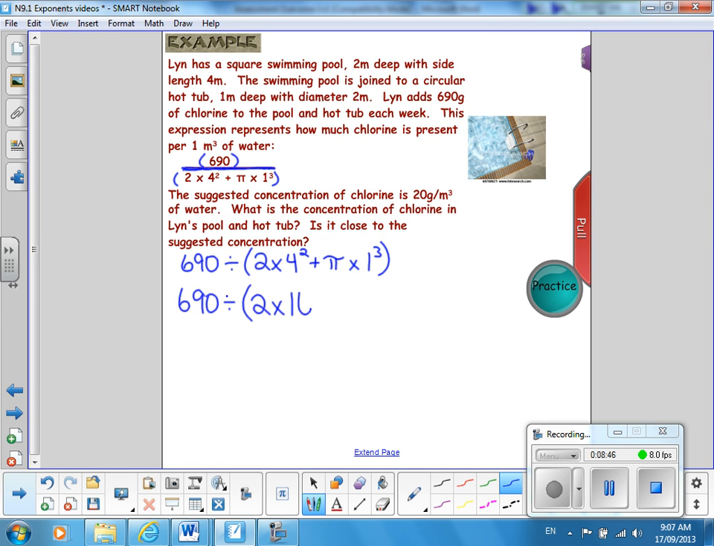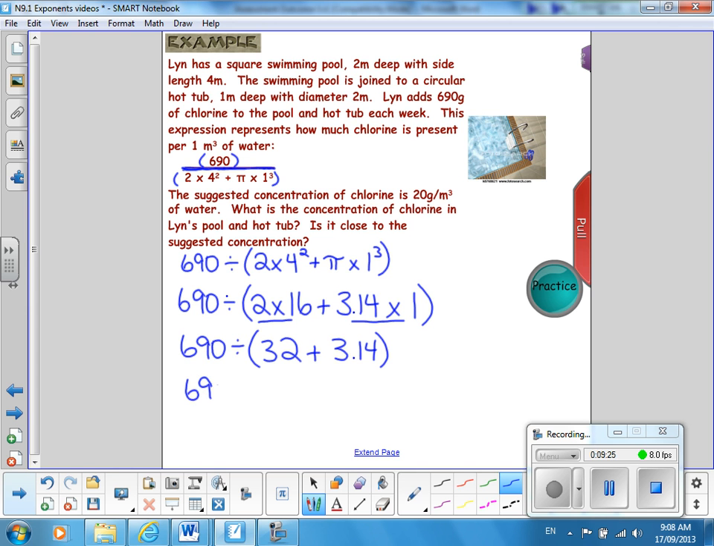4 squared is 4 times 4, which is 16. Pi is 3.14, so we can change that now if you'd like. And 1 to the exponent 3 is just 1. It's 1 times 1 times 1. Now within the brackets, we have some multiplication and we have some addition. Order of operations says do the multiplication first. Since the two multiplications are separated by an addition sign, we can do them at the same time. 2 times 16 is 32, plus 3.14 times 1 is just 3.14.